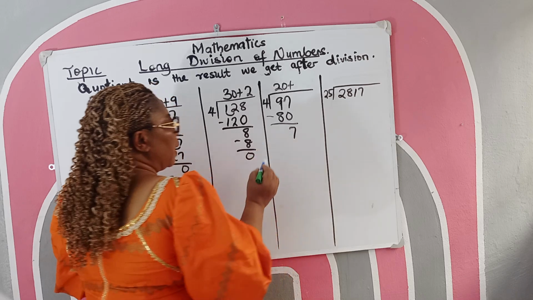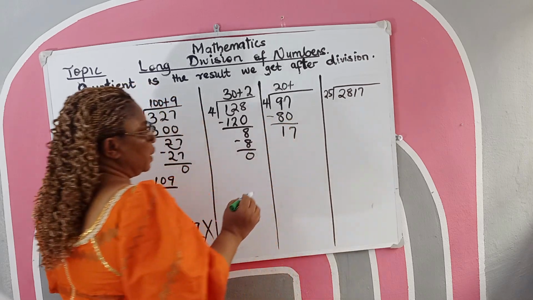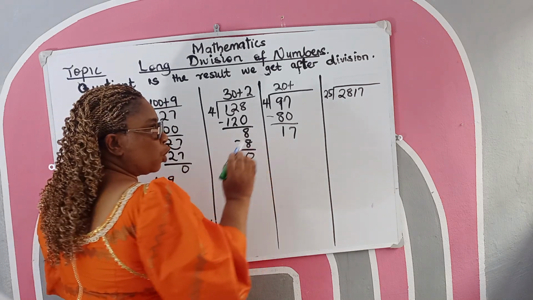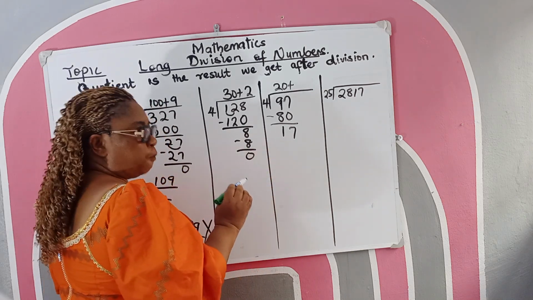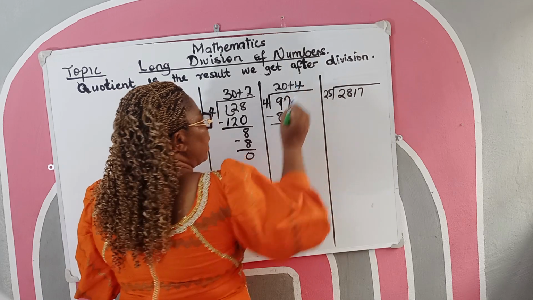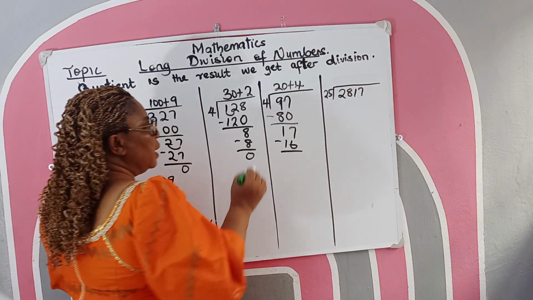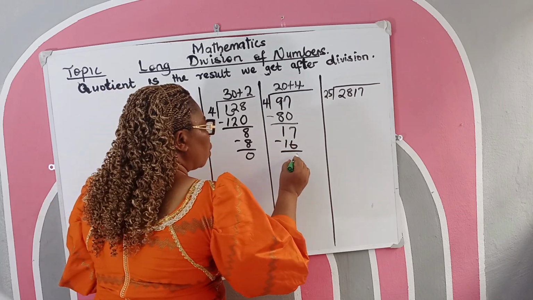7 minus 0 is 7. 9 minus this will give you 17. How many 4s are inside 17? When you do your continuous subtraction, you notice it is 4. So you write 4 here. 4 times 4 is what? 16. Okay? 17 minus 16 will give us 1.